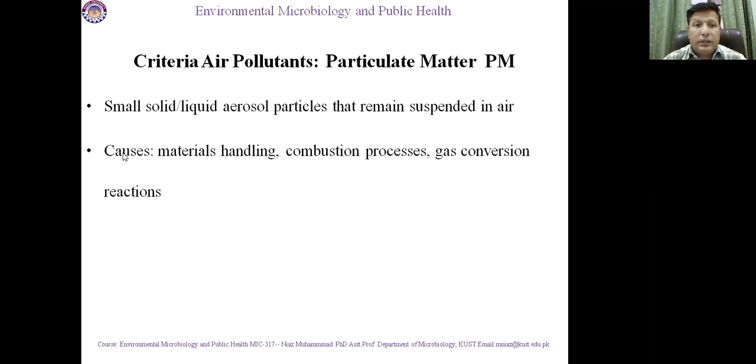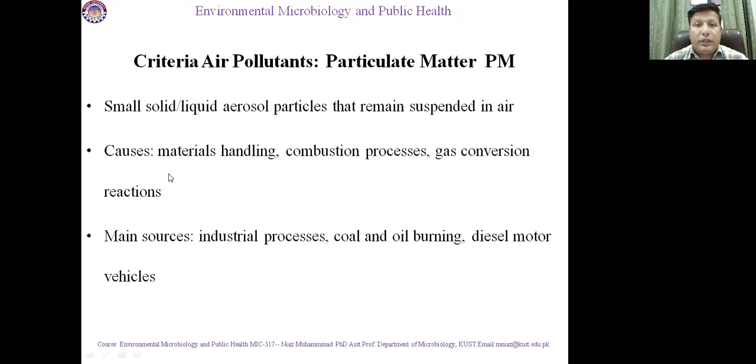What are the causes? Material handling, combustion processes, gas conversion, and reactions. Due to these activities, material handling, combustion of different substances, different processes, gas conversion, and different reactions, solid or liquid particles go into the air and cause a load of particulate matter in the air.